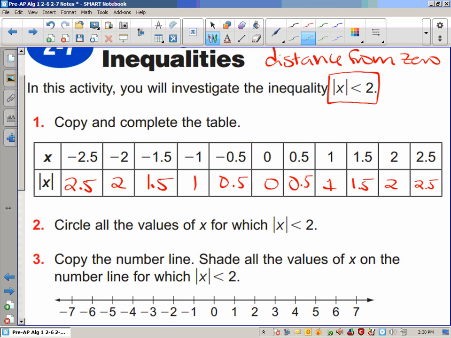So if you notice, when I take the absolute value of the negatives, I get positive. So I have basically two possible numbers that have the same distance from 0. We already know that. When I ask what numbers are 2 units away from 0, there are two answers: -2 and 2. Okay. So then what they want us to do is circle all the values of x for which the absolute value of x is less than 2.